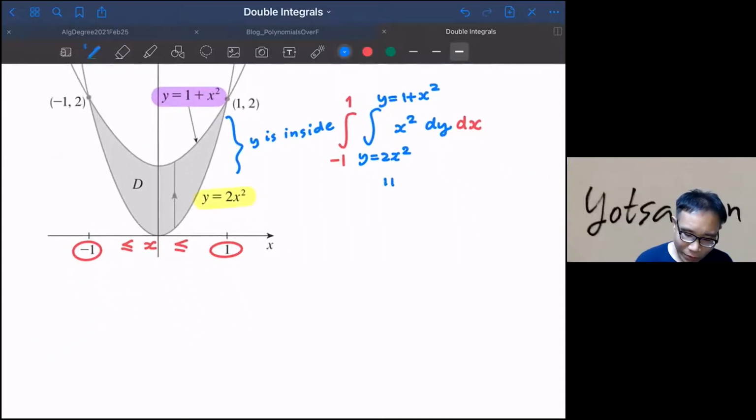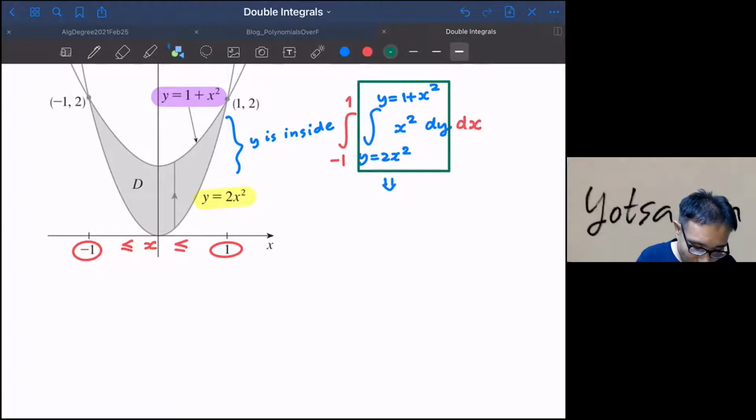For this one, you must compute the inside. The thing that I will circle turns out to be this term, so I'm going to integrate this term first. So for this one, y equal to 2x squared.